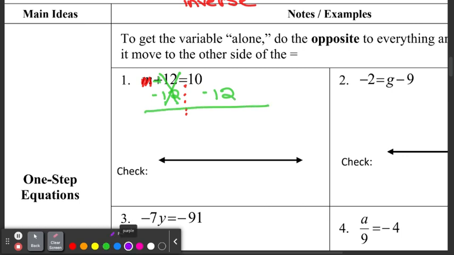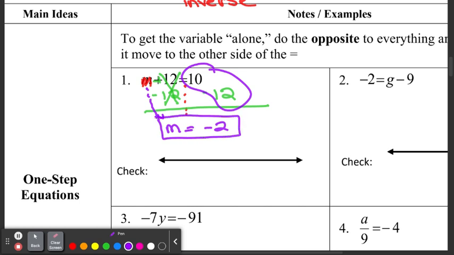So now I'm going to bring everything down. So I'll bring that M down here. And then I'm going to subtract 10 minus 12, and I get negative 2. This is our solution right here.